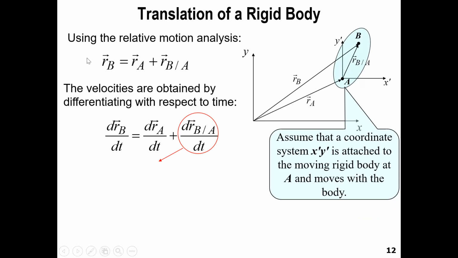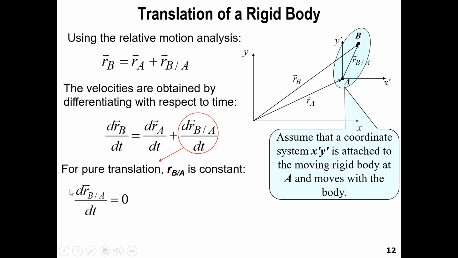Remember, this is translation, right? Translation means no change of angle, which means this vector remains the same direction, same angle, which means it is a constant vector. If RB with respect to A is constant, then its derivative will be 0. So if that's 0, technically VB is equal to VA.